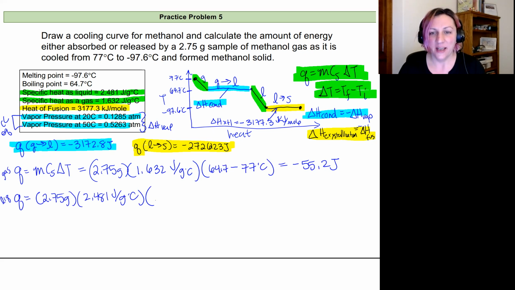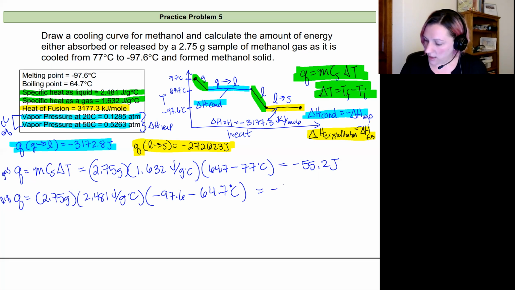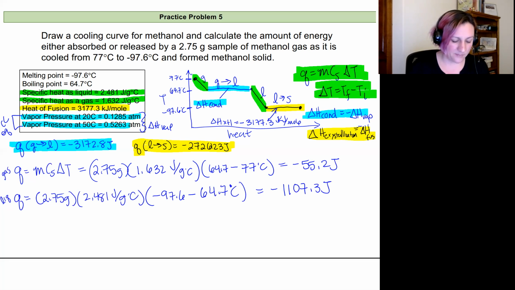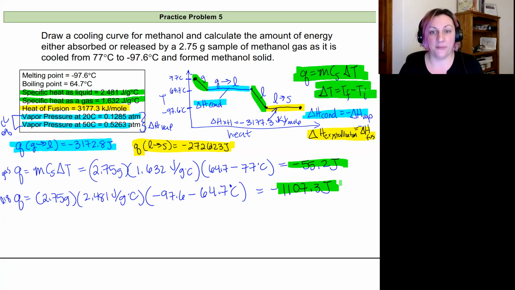It's hilarious. So I'm going from that 64.7 degrees Celsius all the way down to negative 97.6. And the negative 97.6 is going to be my final temperature. So I start with that and subtract the 64.7, which will give you a large negative value, but that's a large drop in temperature. And plugging this into my calculator, I get a value that is negative 1,107 joules.